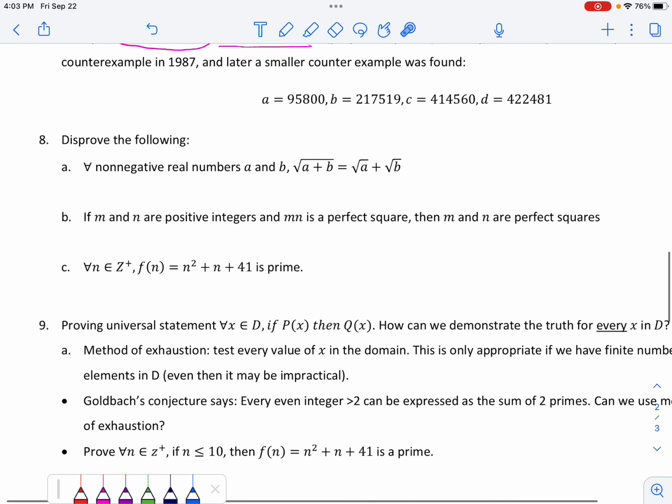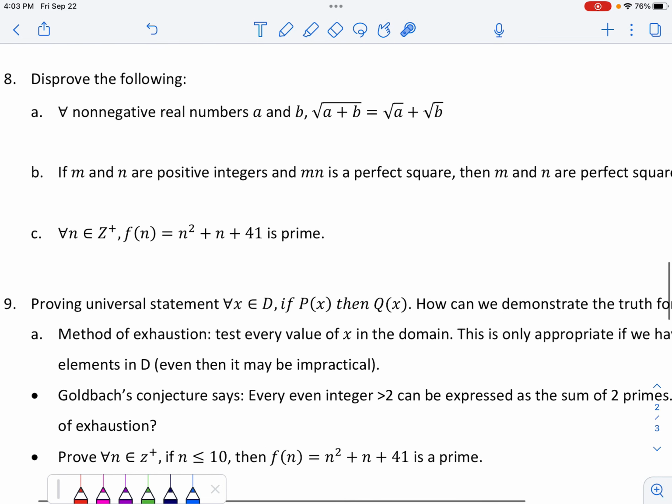Now let's do some practice together. Let's look at the first example. For all non-negative real numbers a and b, square root of a plus b equals square root of a plus square root of b. We want to prove that this is false. Disprove this statement.